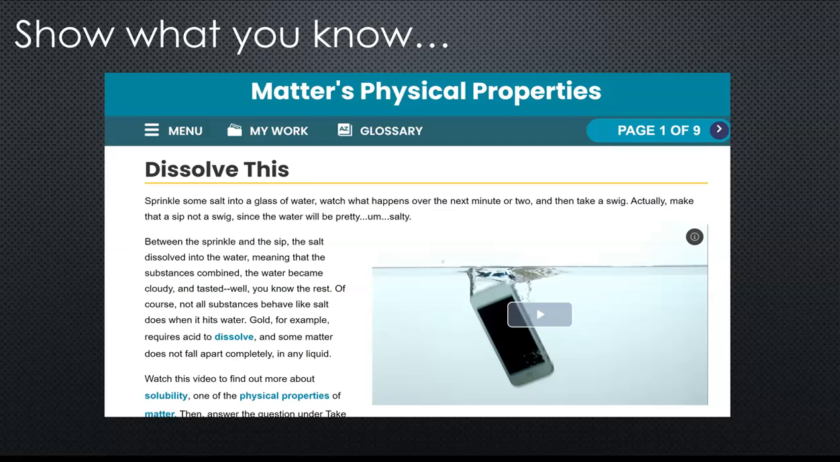Now, here's your chance to show what you know. Below, there's going to be a link to this reading passage. You're going to go through and finish the reading passage as well as the activities that follow along. And that's going to make sure that you understand the physical properties of matter.